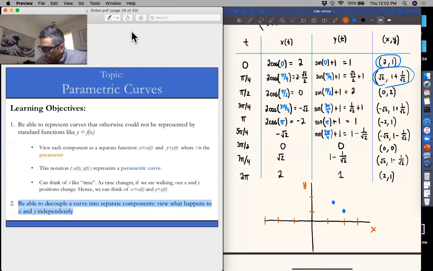So let's actually mark these points. So this is t equals 0, and this second point here is t is pi over 4. All right, what's the next point? Well, we go 0, 2, when t is equal to pi over 2. So x is 0, y is 2, and this is our t value. T is pi over 2.